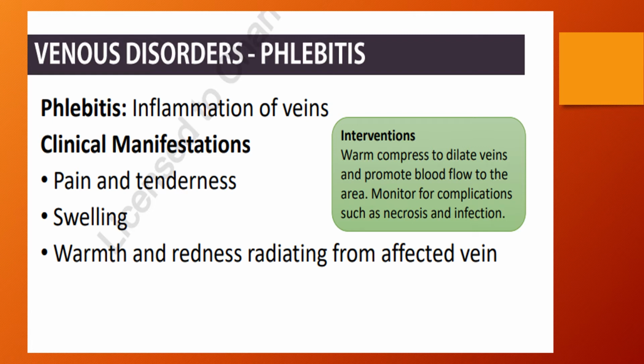So if the vein is not getting the proper blood flow or oxygen and nutrients, that area will die. And if the area dies, it can also become infected as well. That's how some people develop venous stasis ulcers.